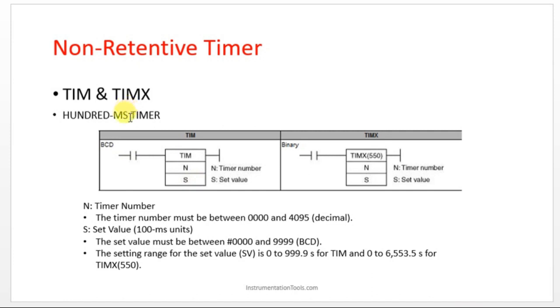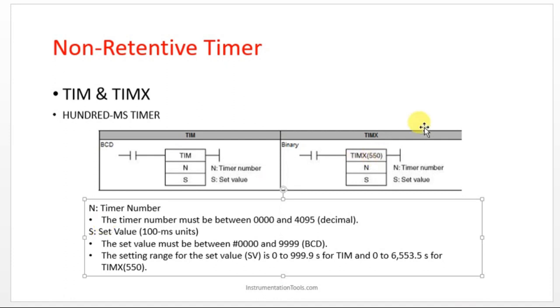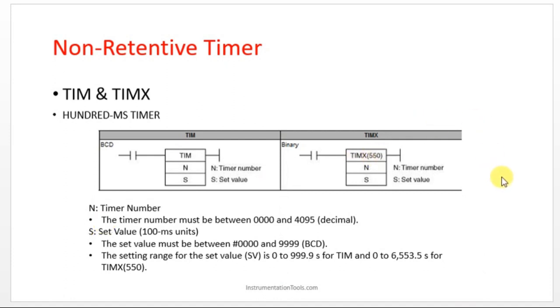For 20 seconds, you need to give the value as 200, because the set value unit, the time delay unit, is 100 milliseconds. It is not a 1 second timer. According to this, you need to give the time duration you want, and that is called the set value. TIM is a BCD type timer and TIMX is a binary type timer. Both work the same, but the data type is different.